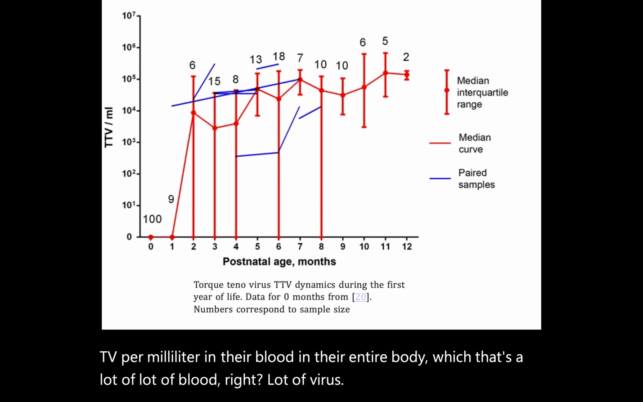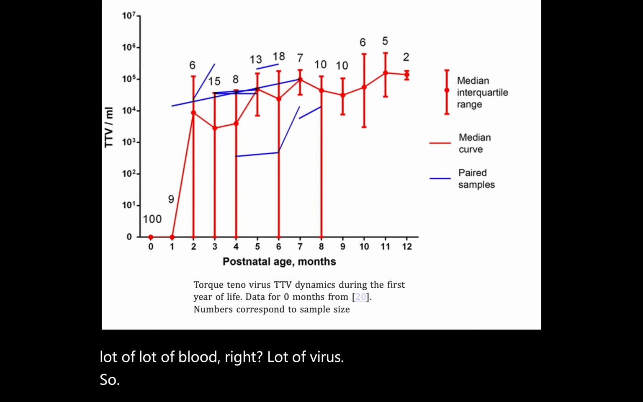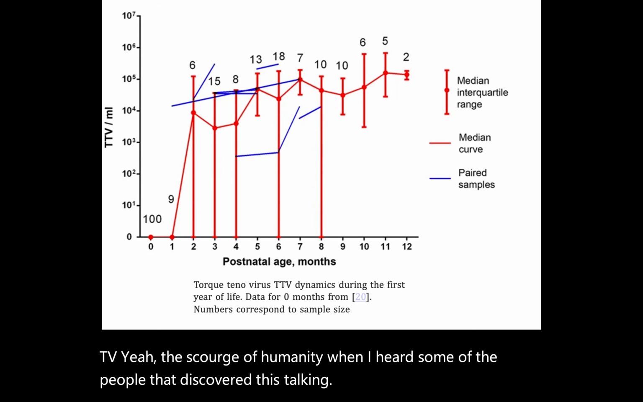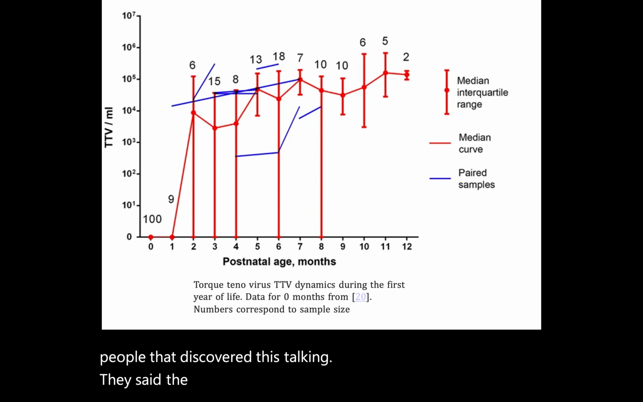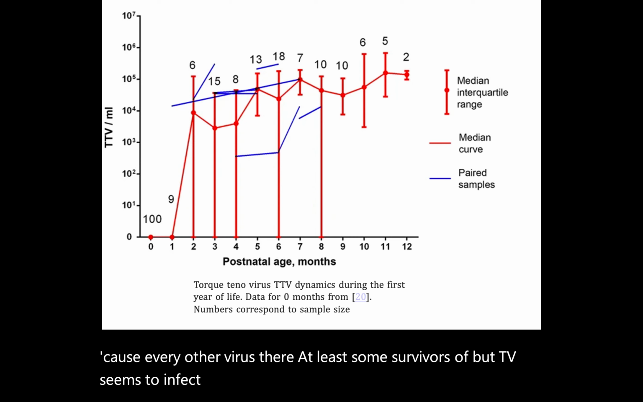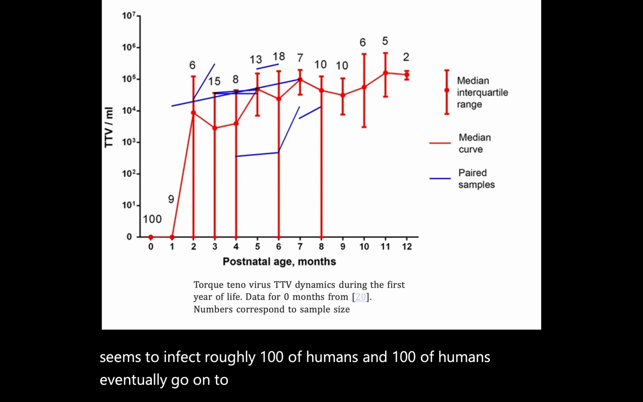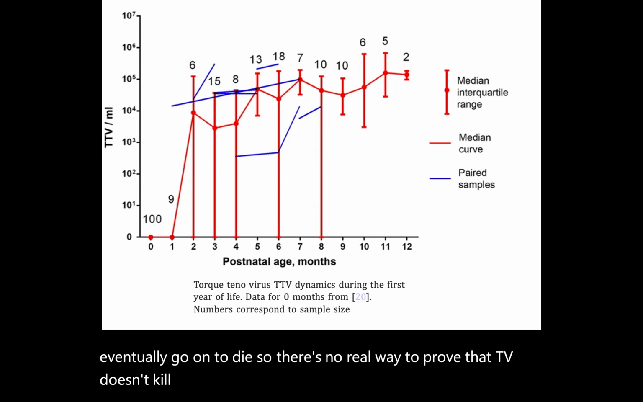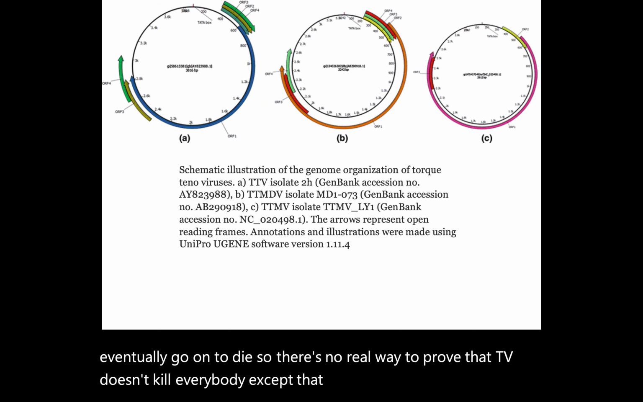So, TTV, yeah, the scourge of humanity. When I heard some of the people that discovered this talking, they said that TTV may be the only 100% fatal virus in the world, because every other virus there are at least some survivors of. But TTV seems to infect roughly 100% of humans, and 100% of humans eventually go on to die. So there's no real way to prove that TTV doesn't kill everybody, except that it almost certainly does not.